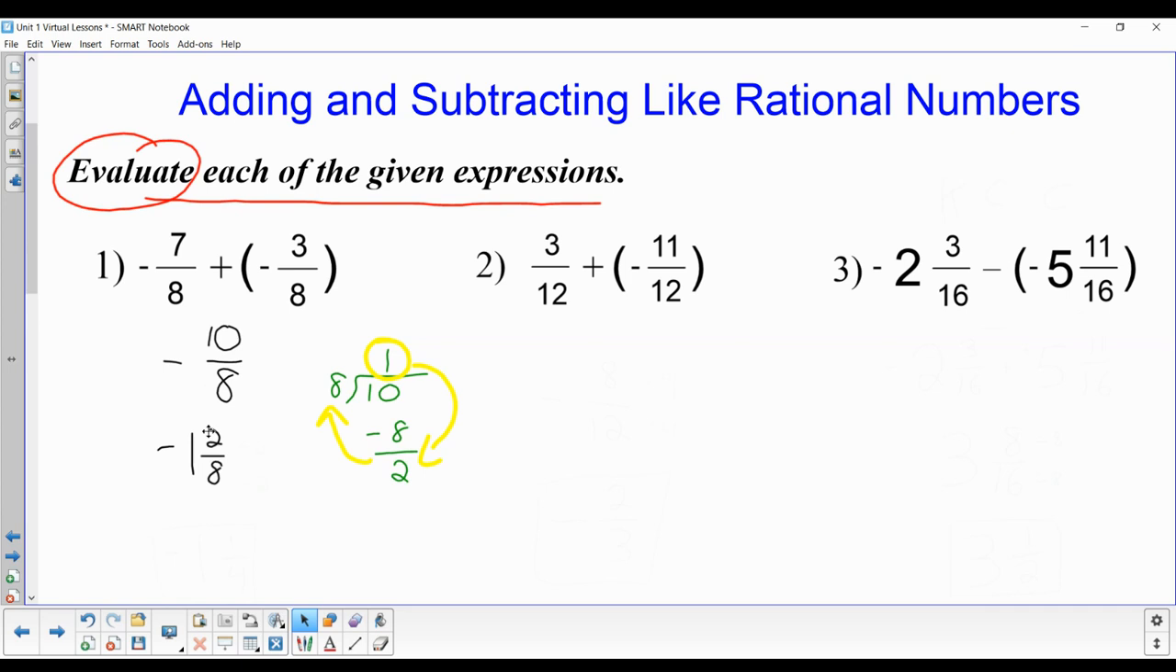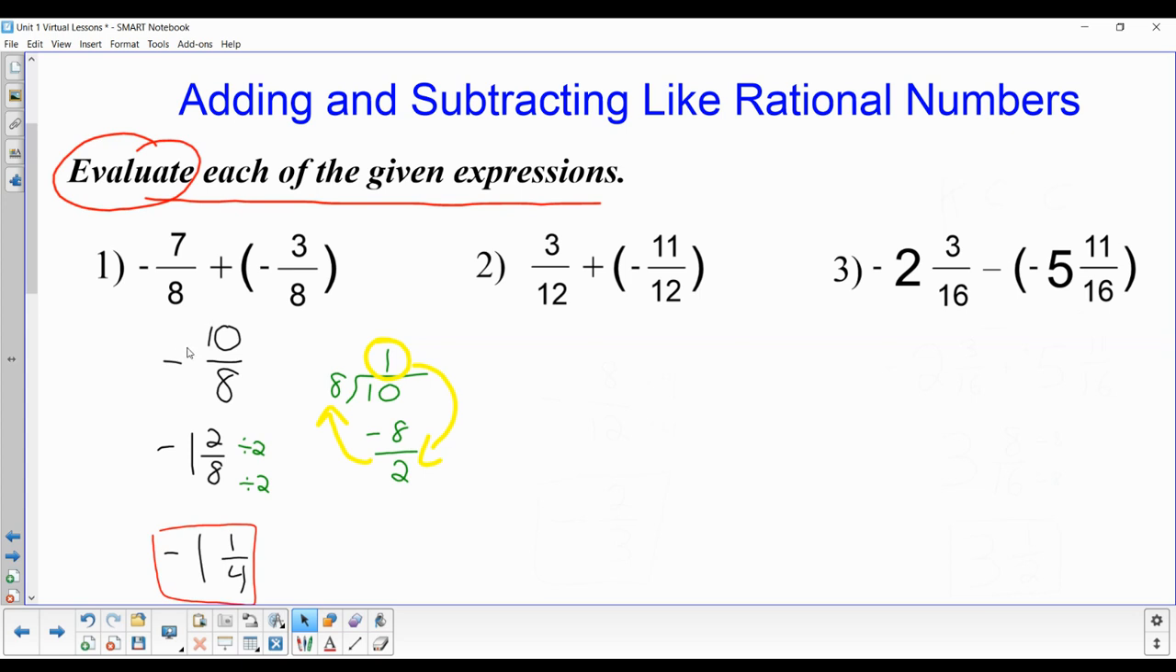Now, if I want to reduce my fraction, they're both even numbers. I can reduce 2 and 8 by 2. 2 divided by 2 is 1, 8 divided by 2 is 4, and then the whole number, the integer, negative 1, stays in front. Since the original problem here was negative, our answer is negative. And negative 1 and 1/4 is our final answer to this addition problem.